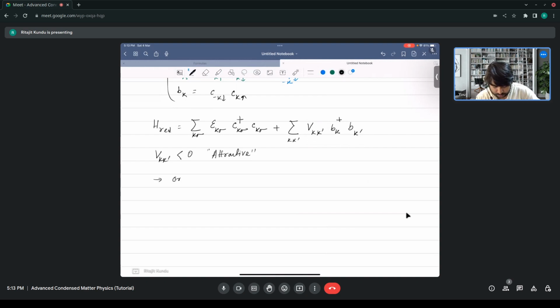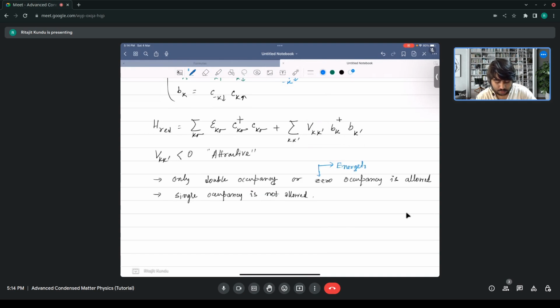So only double occupancy or zero occupancy is allowed, and single occupancy is not allowed, because this is energetically favored.